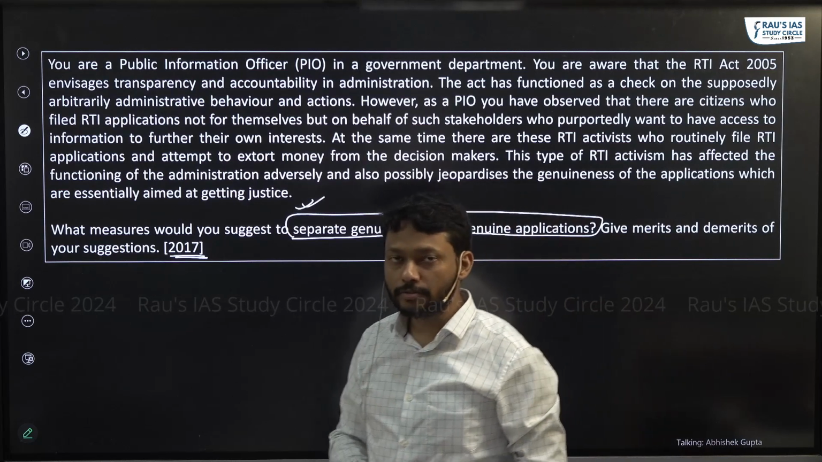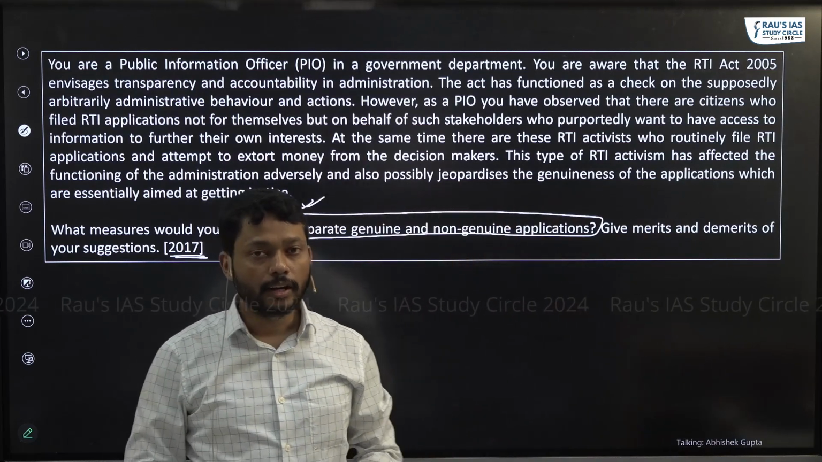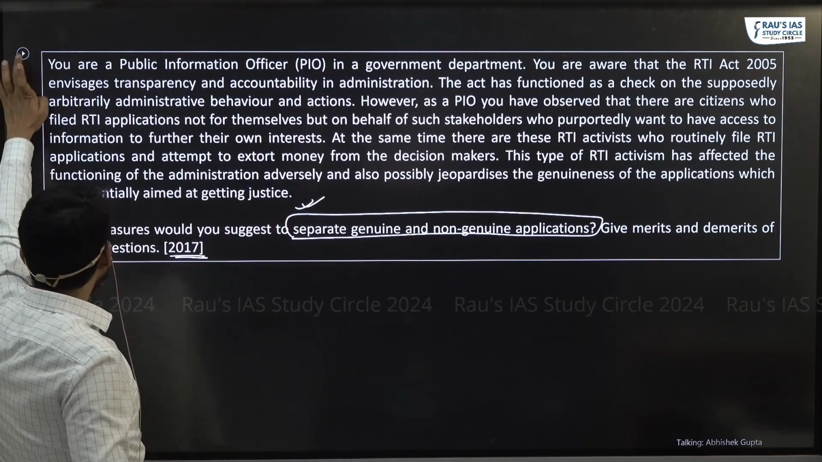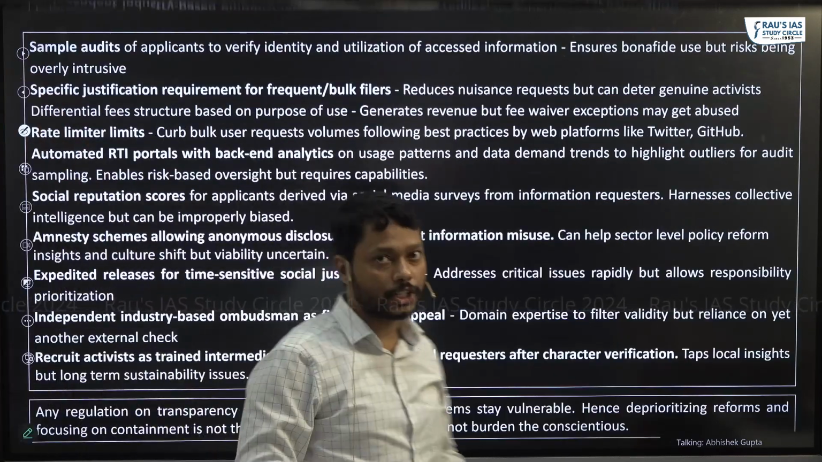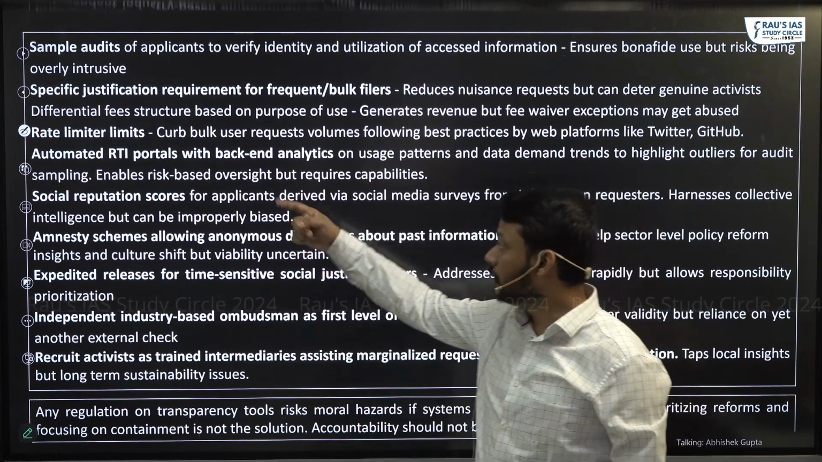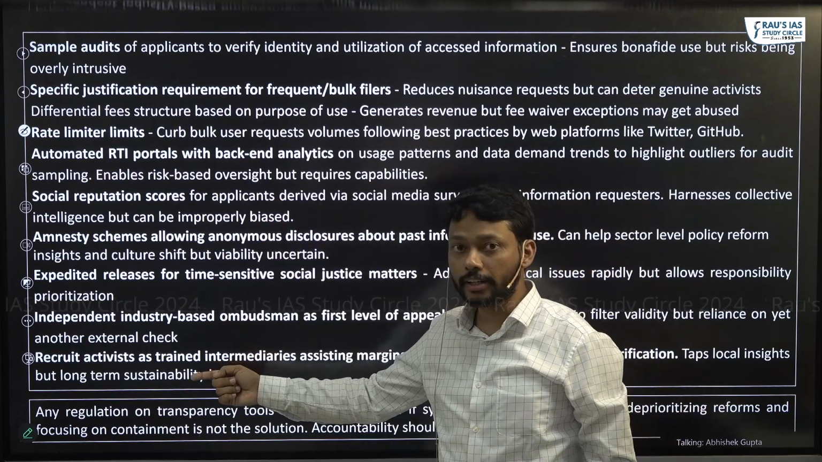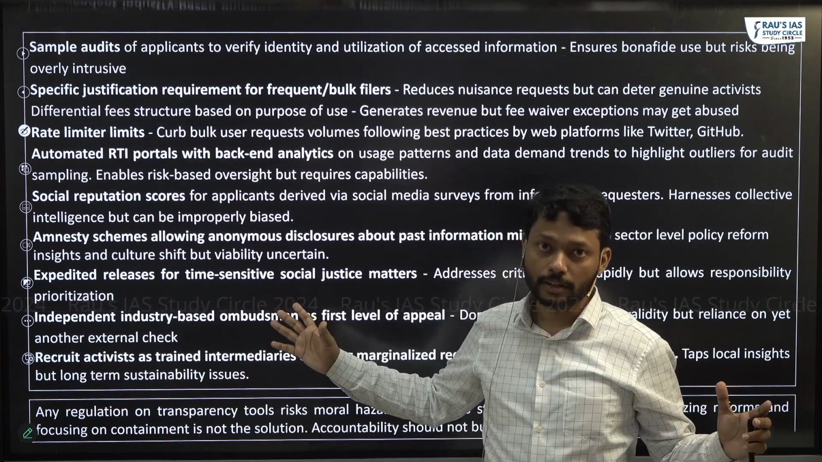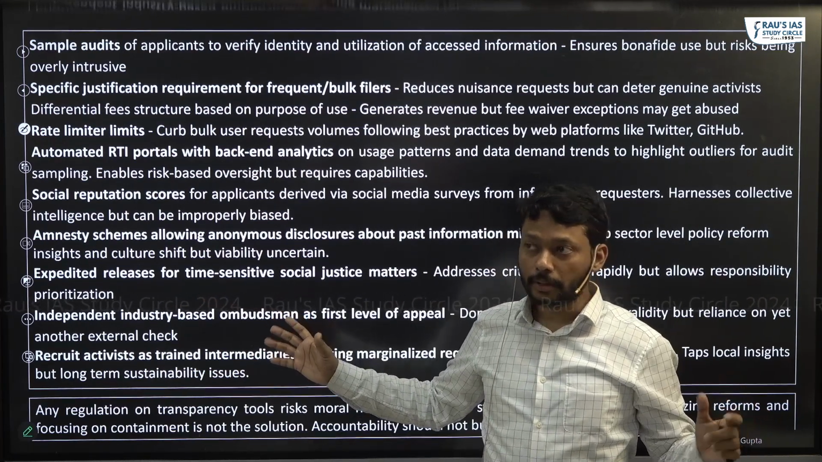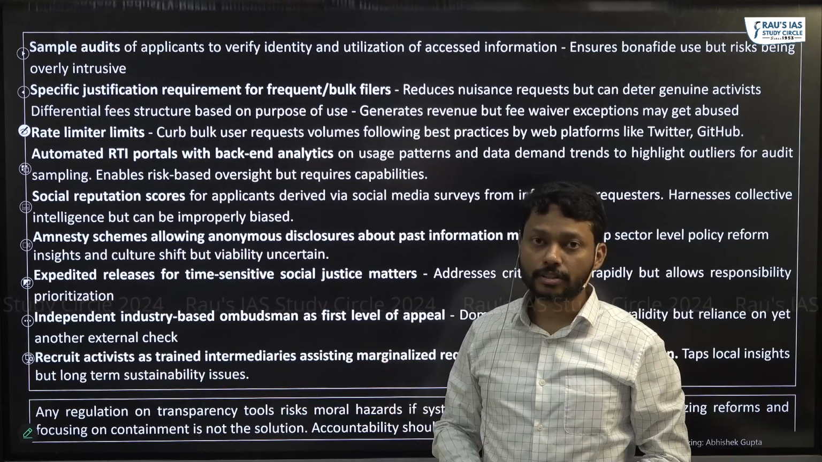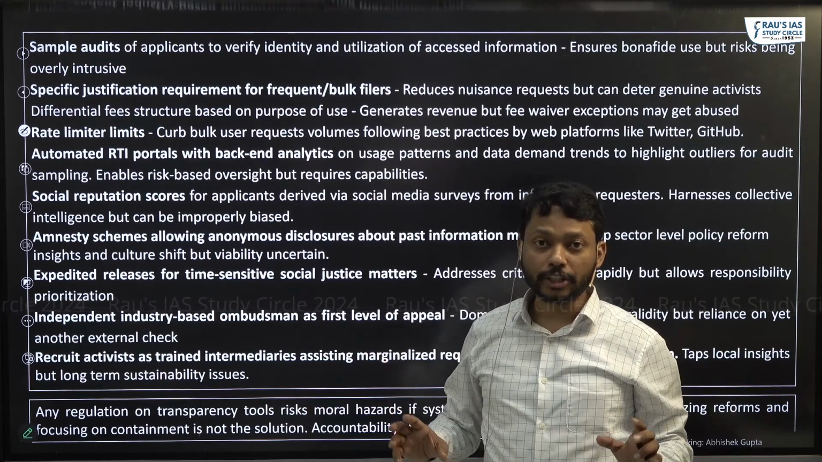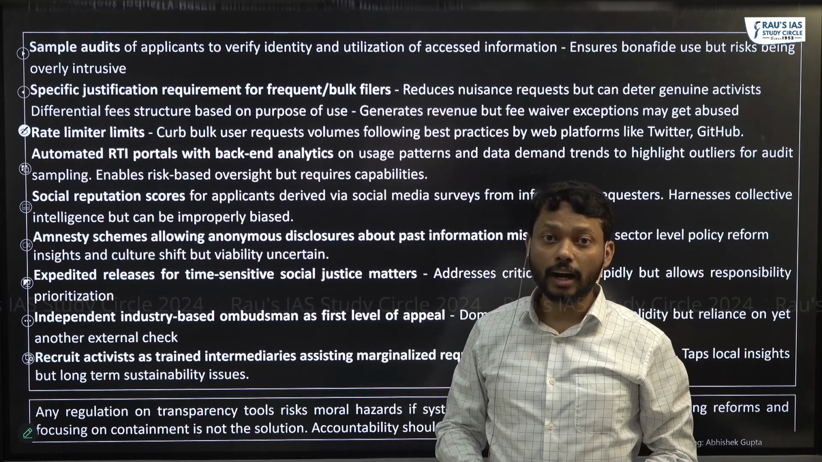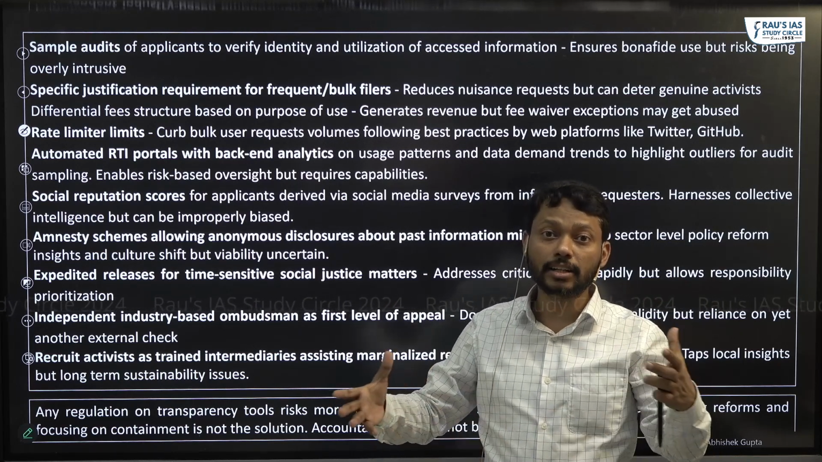See, because of paucity of time, I will not discuss this. But I will give you the answer and I'll do a broad overall discussion. How possibly genuine and non-genuine RTI queries can be separated, it's here. But if you read other questions in the exam, one of the questions asked how RTI has empowered citizens and how RTI has redefined accountability.